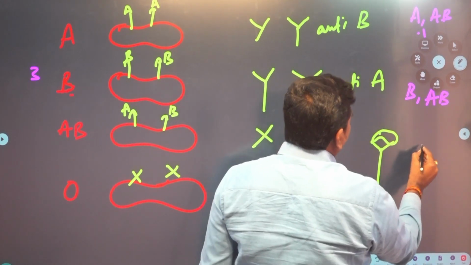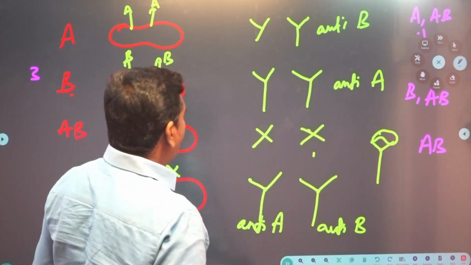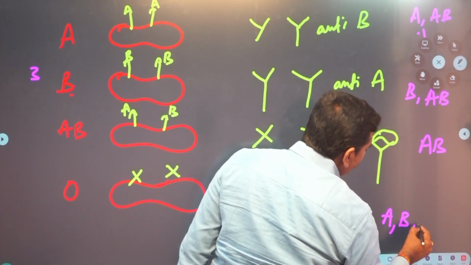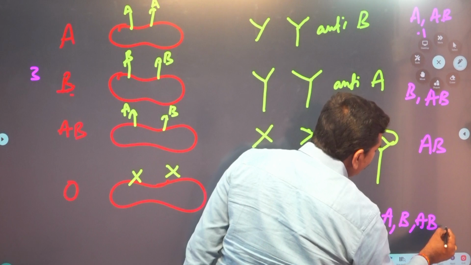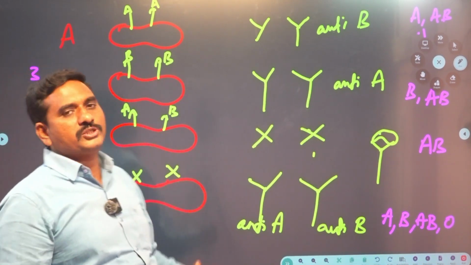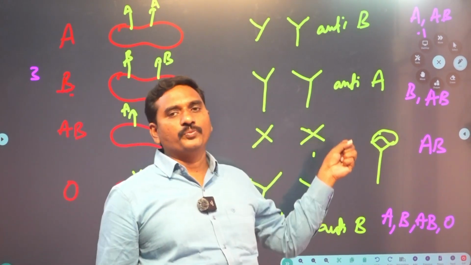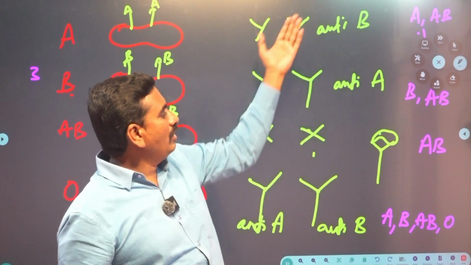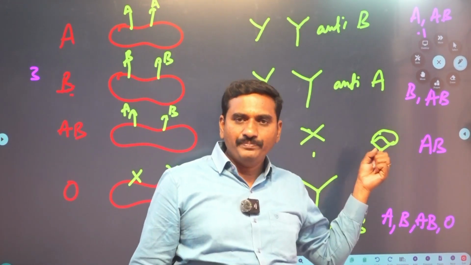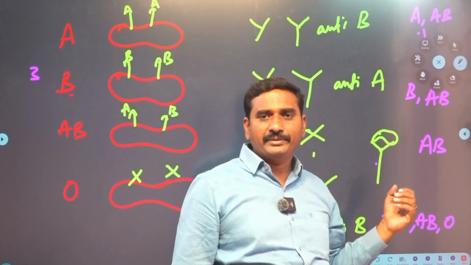AB blood group can donate to only AB. So O blood group can donate to A, B, AB and O. So the O blood group is known as the universal donor, but AB blood group can receive from all these three, so it is a universal recipient. Why is it a universal recipient?